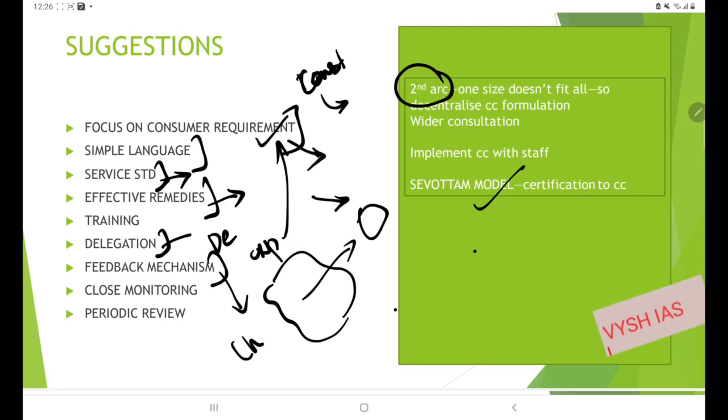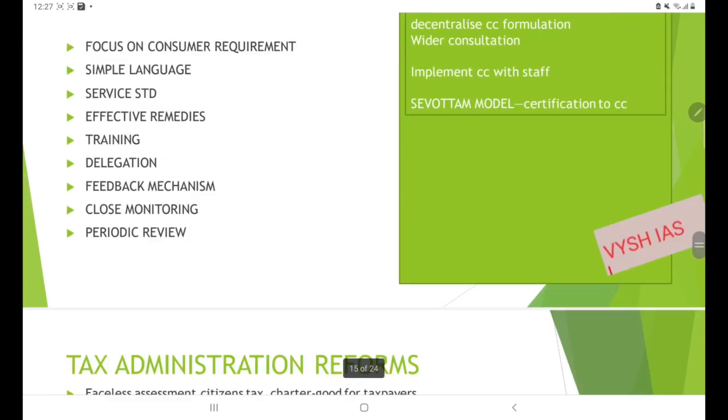Whenever there is an issue, the organization has to learn from that issue and fix that issue in a subsequent manner. Then close monitoring and periodic review. So through periodic review, you can bring in many constructive changes. Okay, so these are the suggestions for reformation of the citizen charter in India.